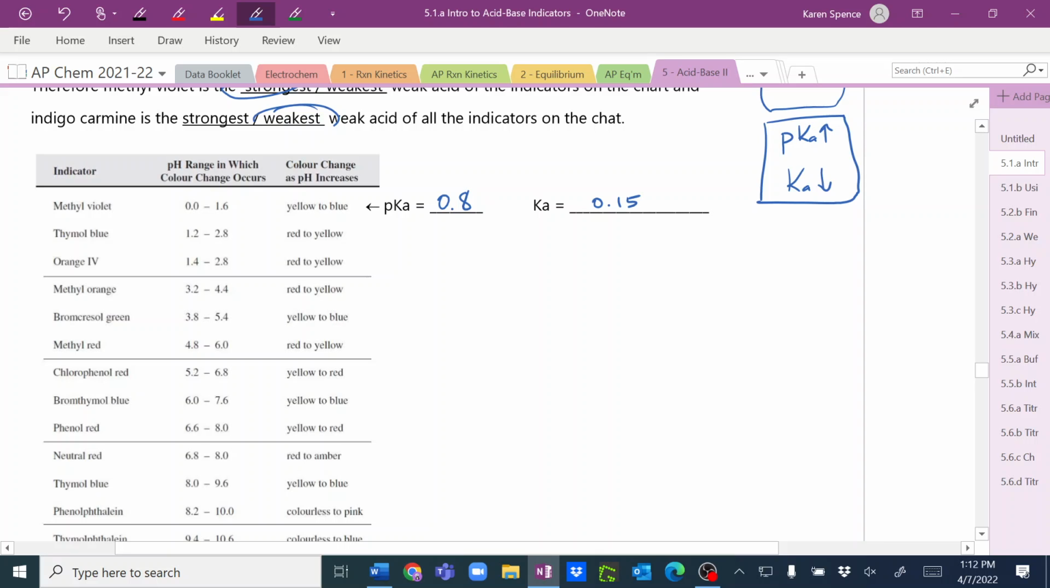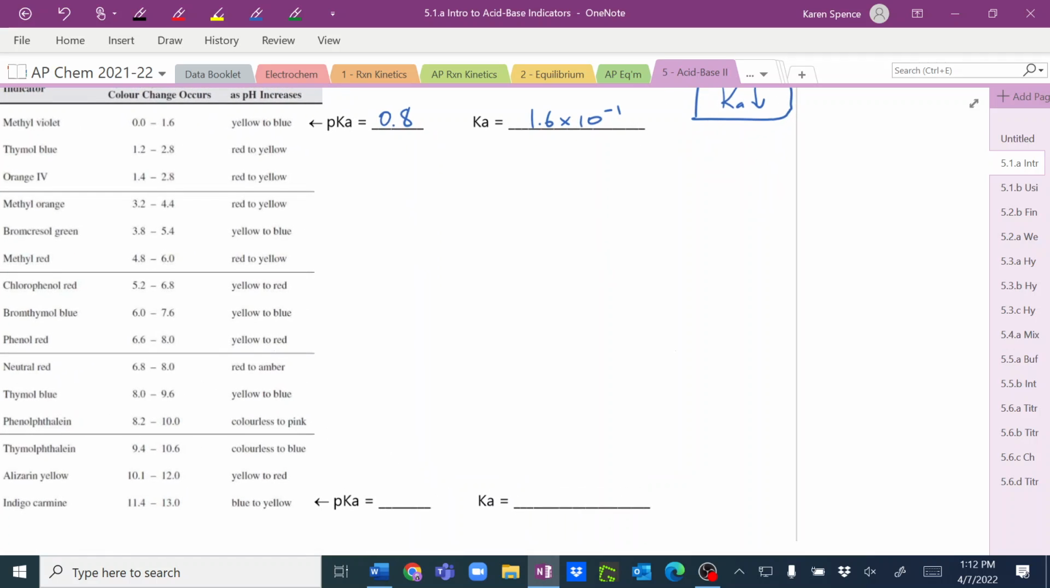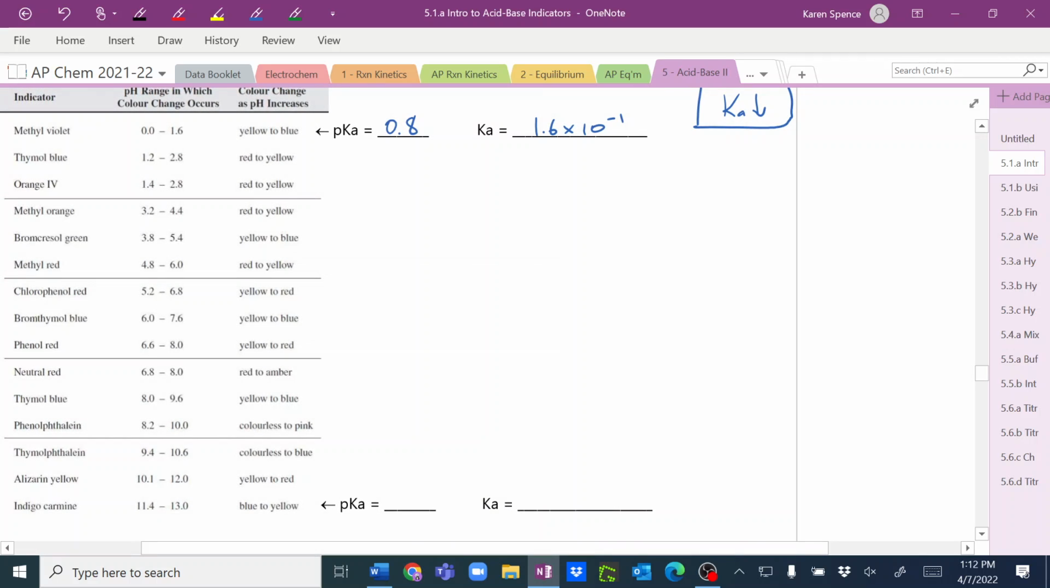0.15. Did I do that right? No, I did not. 0.8, 0.158. Did I do it right? I feel like I didn't. 1.6 times 10 to the negative 1. It looks better when I write it like that. Okay. How did I go from here to here? Yes.